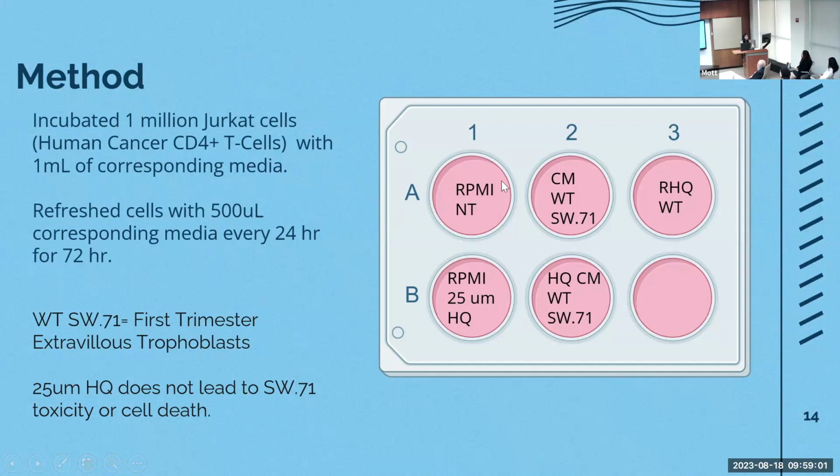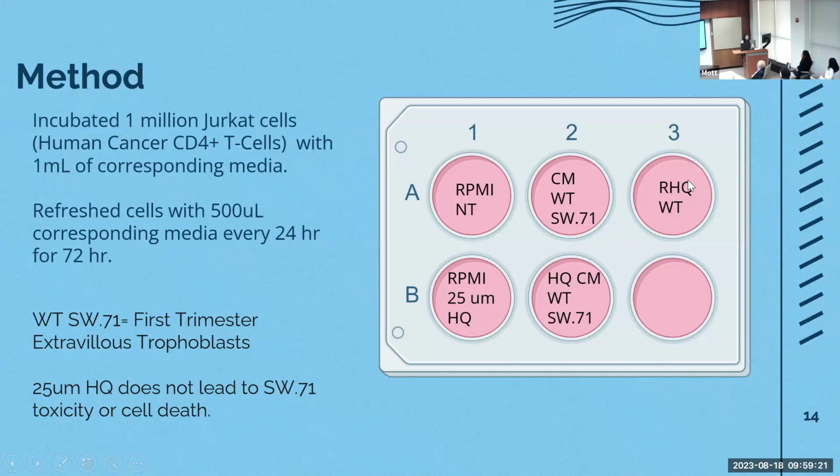The groups we used: we had our RPMI no treatment control group, and we added 25 micromolar of hydroquinone into RPMI. We also had a group of conditioned media from wild-type SWAN71 cells, which are first trimester extravillous trophoblasts. We also added hydroquinone into that conditioned media.